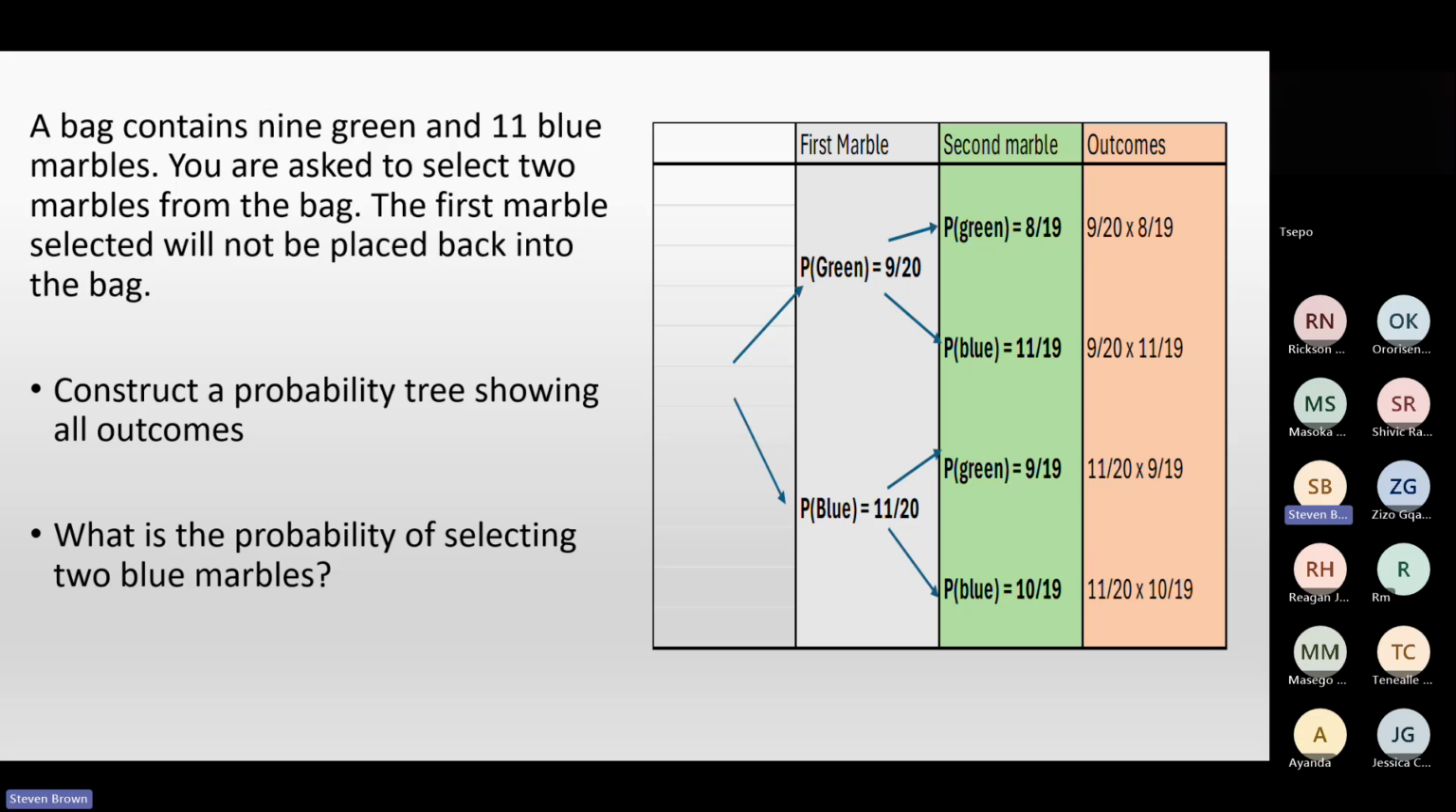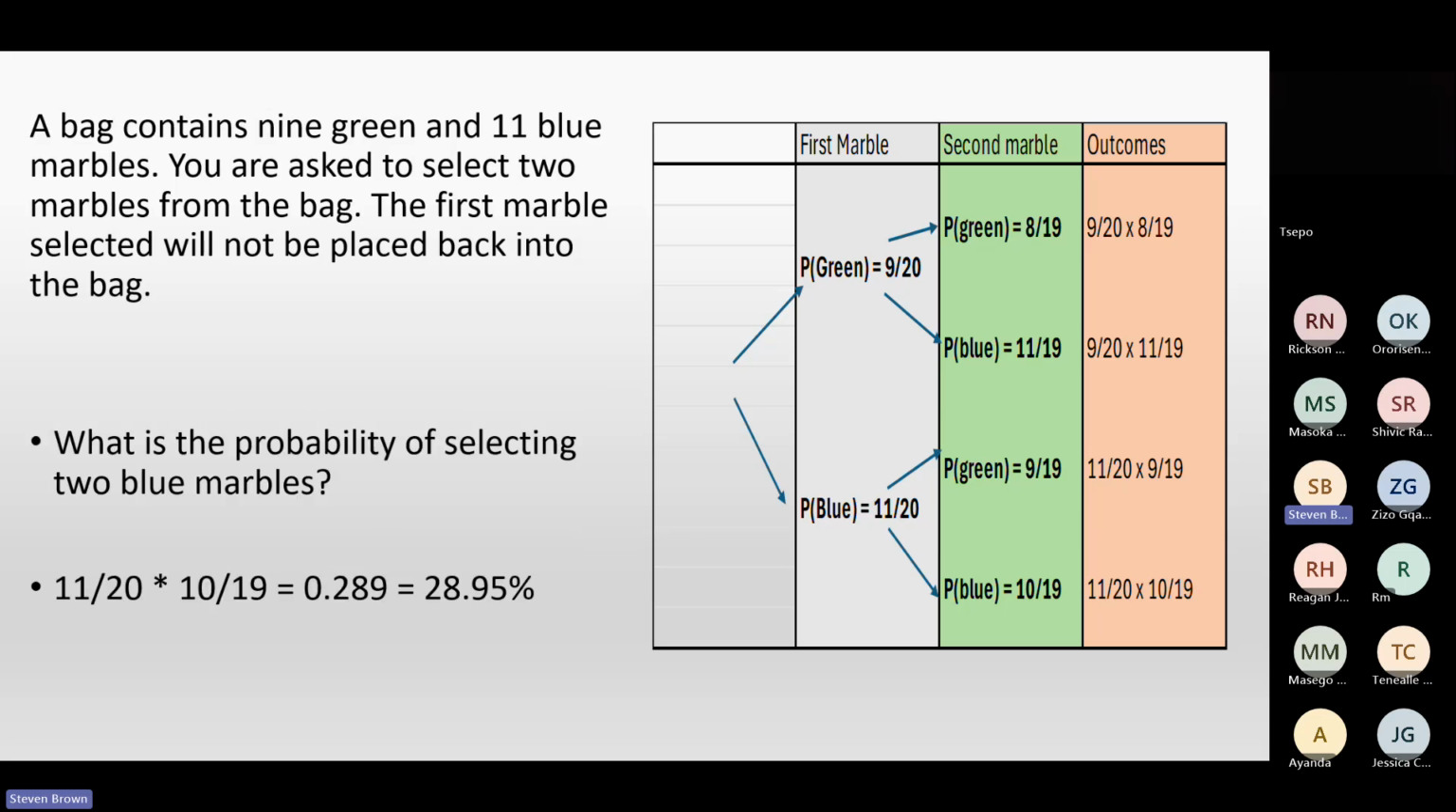When you move forward to the question, what is the probability of selecting 2 blue marbles, what are you going to do? Well, you can read it off your tree now. That's green and green, green and blue, blue and green, and blue and blue. So this probability alone is the probability of pulling 2 blues out. You multiply 11/20 by 10/19. So that arm and that arm, and it's going to bring you 28.95%.